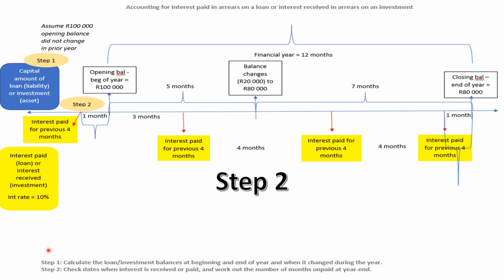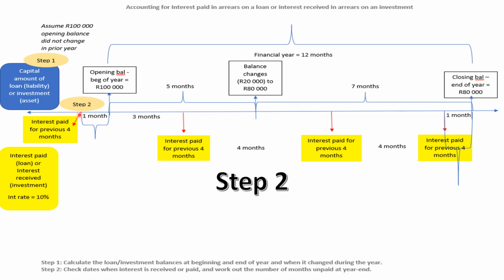Then the next step arises because sometimes you get asked to do journal adjustments at the end of the year for interest, and you have to reverse the adjustments of the previous year. So with step 2, before you can do that, you have to check the dates when interest is normally received or interest is paid and work out the number of months that's unpaid at the end of the year.